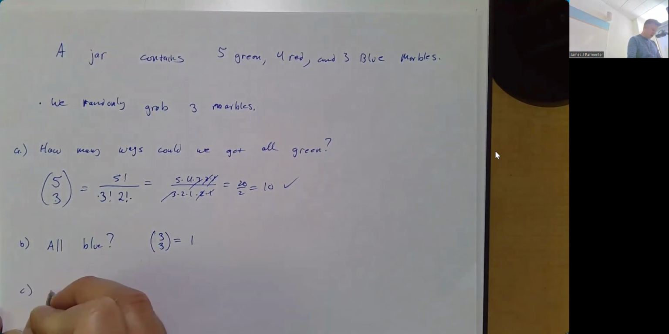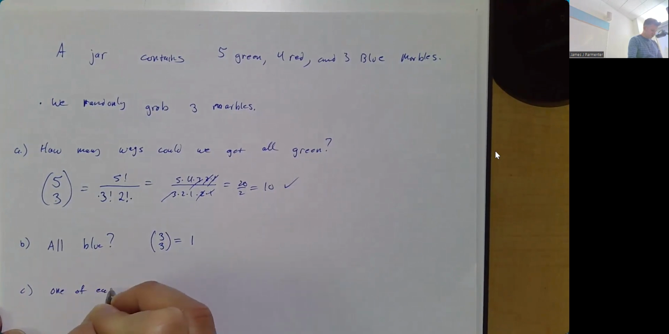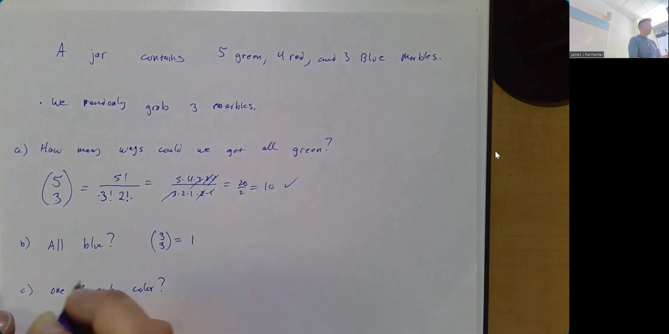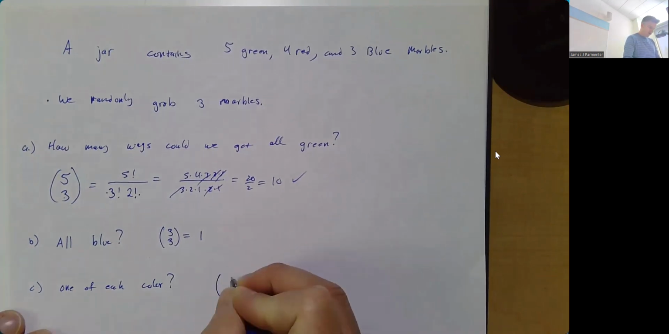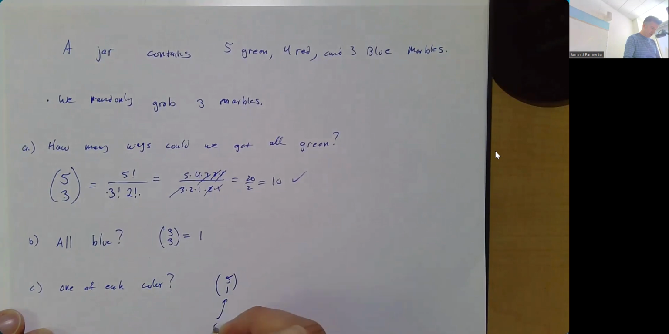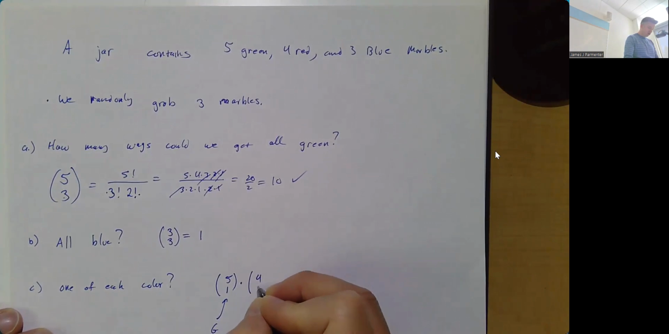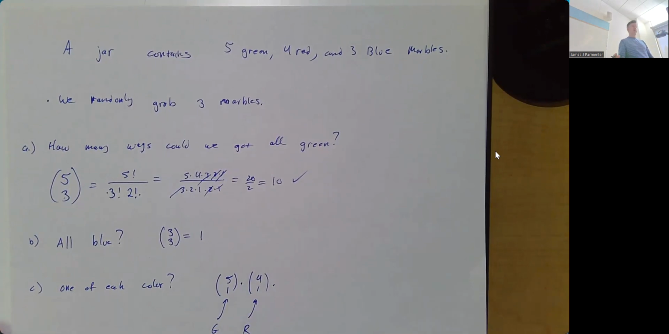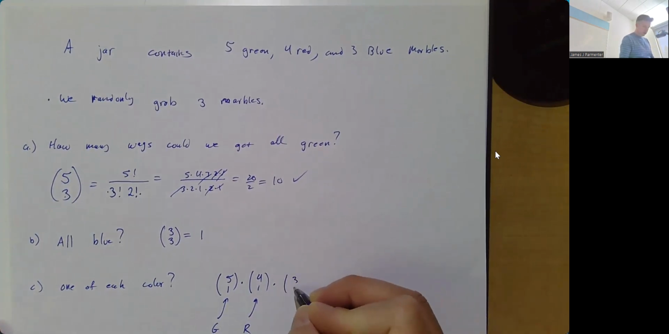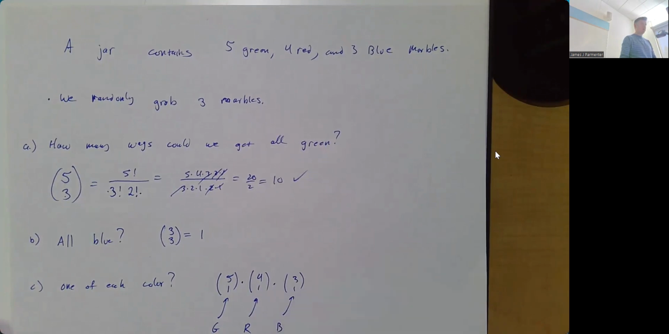What if we wanted one of each color? All right, so now things are getting a little more interesting. How many ways? So I want to choose one green one, and there's 5 different green ones to choose. So there are going to be 5 choose 1 ways of getting the green marble times 4 choose 1 ways of getting a red marble. There's many to choose from. Times 3 choose 1 ways of getting one of the blue marbles.